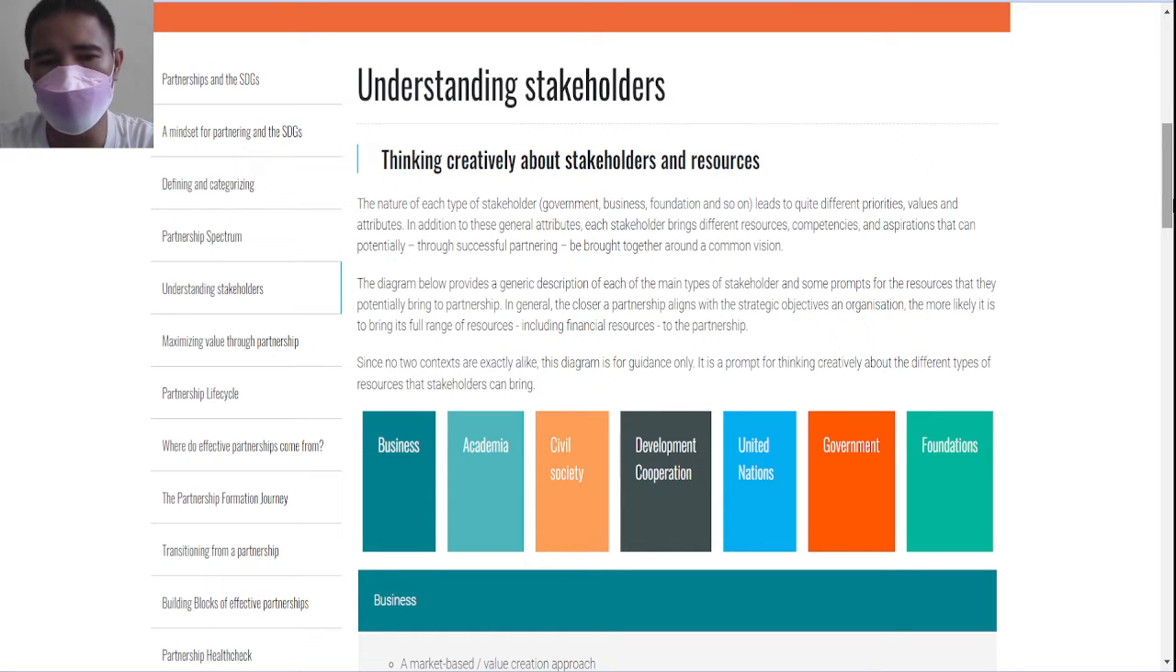In general, the closer a partnership aligns with the strategic objectives of an organization, the more likely it is to bring its full range of resources, including financial resources, to the partnership. Since no two contexts are exactly alike, this diagram is for guidance only. It is a prompt for thinking creatively about the different types of resources that stakeholders can bring.